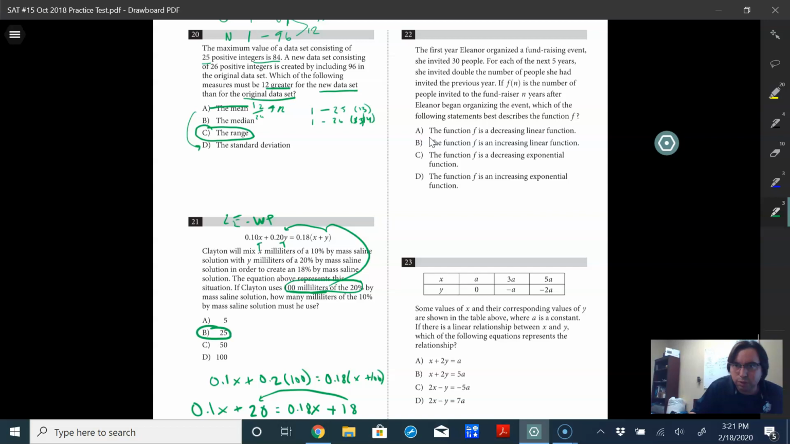First year, Eleanor organized a fundraising event. She invited 30 people. For each of the next 5 years, she invited double the number of people she invited the previous year. Now, that language there is synonymous with an exponential function, so we can confidently eliminate A and B. If f of n is the number of people invited to the fundraiser in years after Eleanor began organizing the event, which of the following statements best describes the function? Well, again, we know it's not linear, and if she's doubling the number, it means she's increasing, which makes D the correct answer choice.